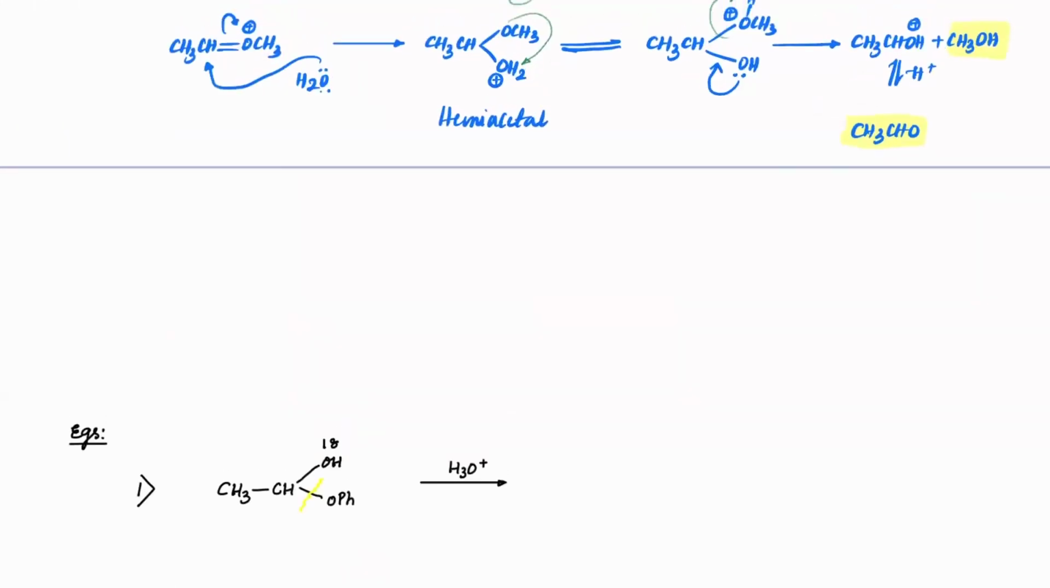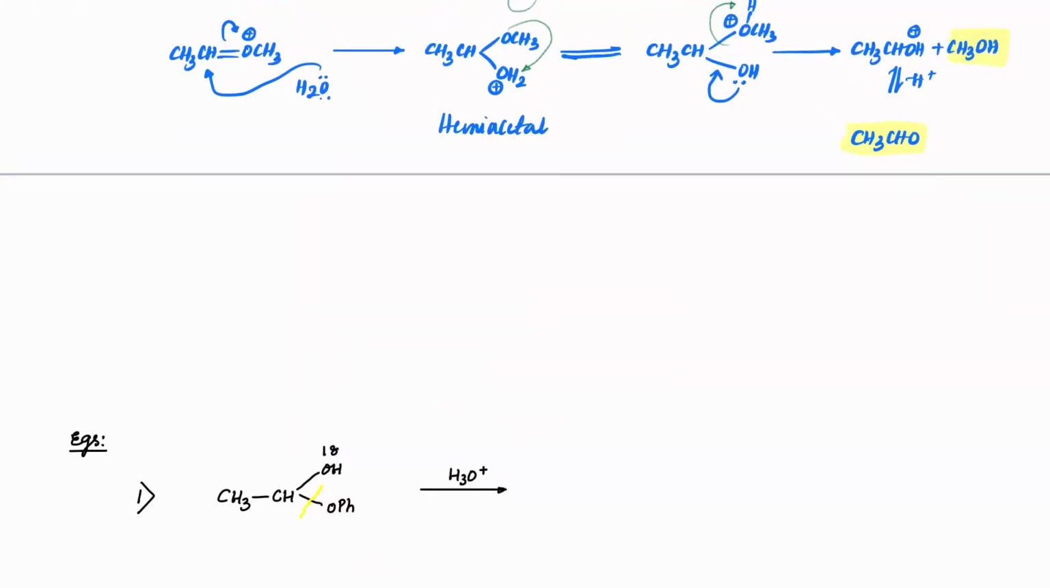What is the shortcut now? See, the shortcut goes like this. If you have any R, CH, OR dash, and OR double dash, you break it on both sides here, everybody. This side also and this side also. And place OH on the left, H on the right. Here OH on the left and H on the right.